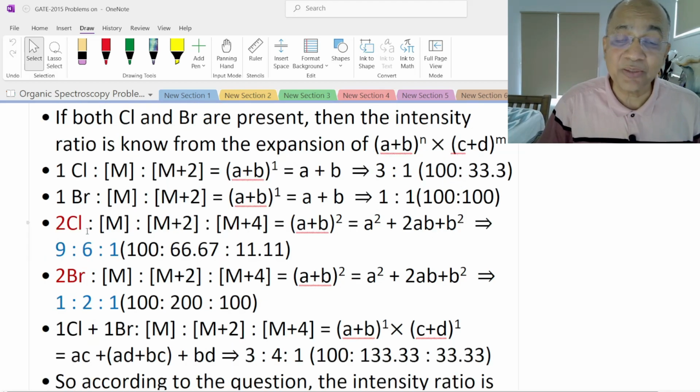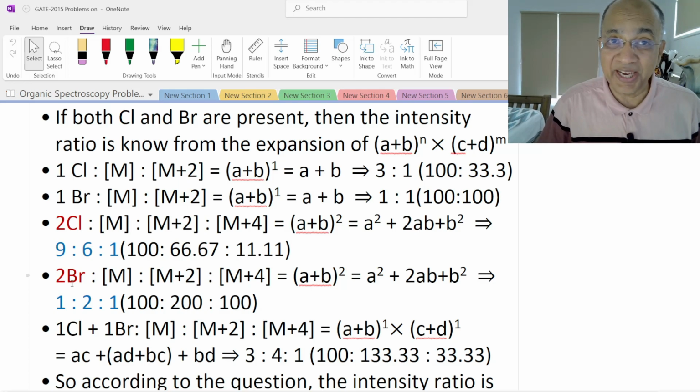If there are two chlorine atoms, then there will be an M plus 4 peak in addition to the M plus 2 peak. These are the two isotope peaks, and the ratio between these three peaks, including the M peak, will be (A plus B) squared, which is A squared plus 2AB plus B squared. And if you put A is equal to 3 and B is equal to 1, you will find the ratio is 9 is to 6 is to 1. And if you convert to percent of the M peak, it will be 100 is to 66.67 is to 11.11.